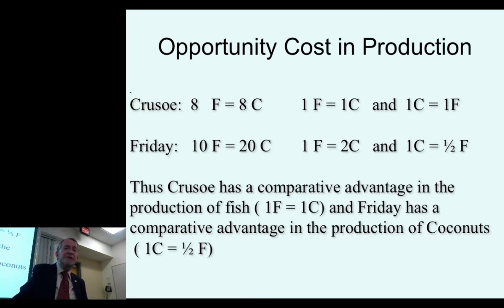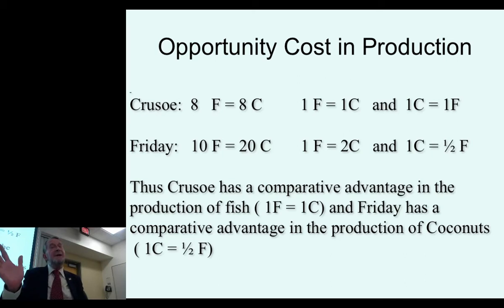Meaning cost, and 1 coconut costs him 1 fish. Friday has a 10 to 20 ratio. If I wanted to solve for 1 fish, I would divide both sides by what? By 10, because that's the coefficient of fish. And I would get 1 fish equals 2 coconuts, or 1 coconut equals 1/2 of a fish. So Crusoe has a comparative advantage in fishing. His cost is only 1 coconut. Friday's cost is 2 coconuts.